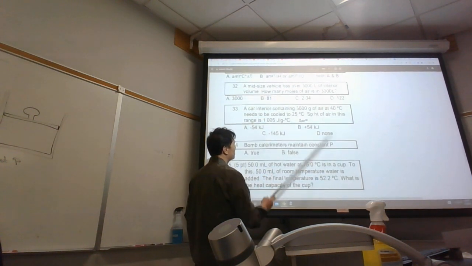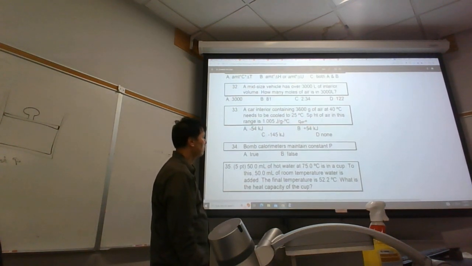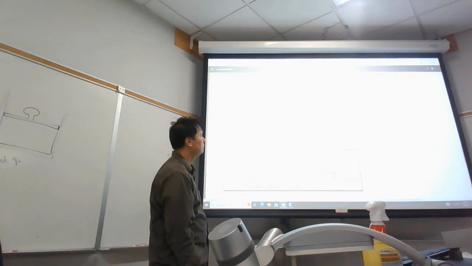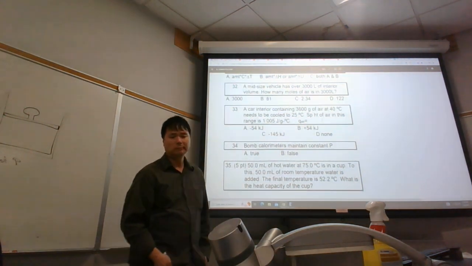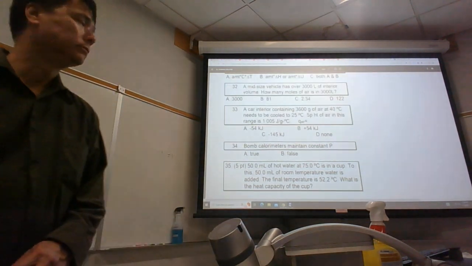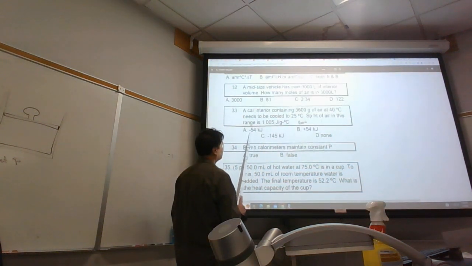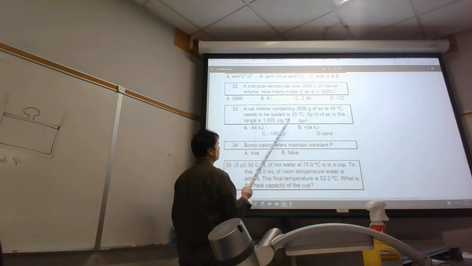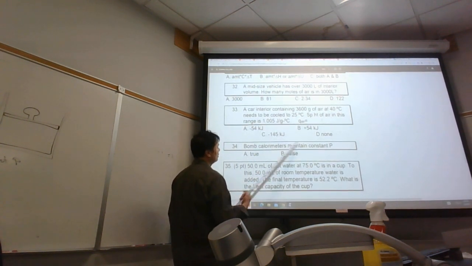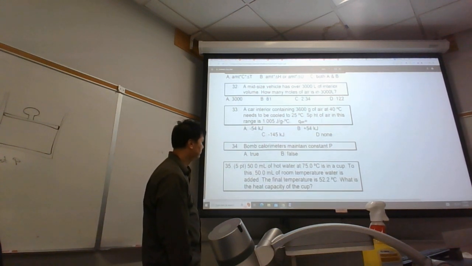Minus 15 times 3,600 is what? Joules, which is going to be 54 kilojoules. So it's negative 54 kilojoules. We have to lose this much energy to cool the air down inside a vehicle. And so that 54 kilojoules has to go somewhere else.